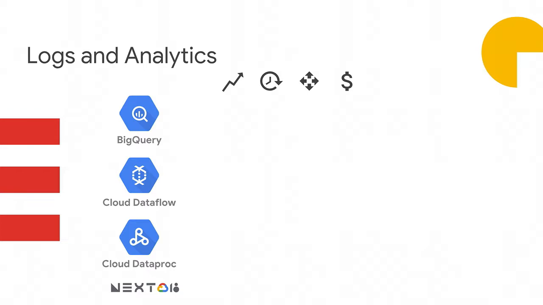And then if you already have any kind of existing data analytics pipelines, be it in Apache Hadoop or in Apache Spark, you can basically migrate them in a lift and shift manner and run them on Cloud Dataproc.